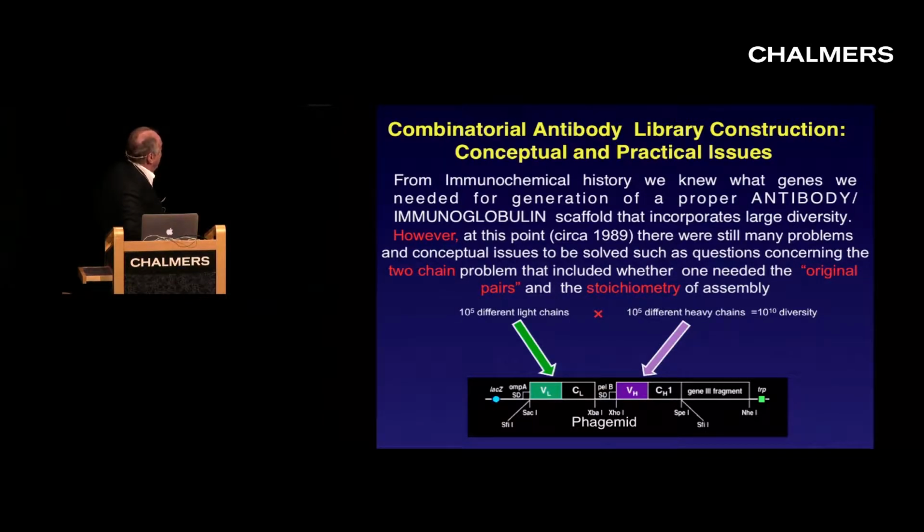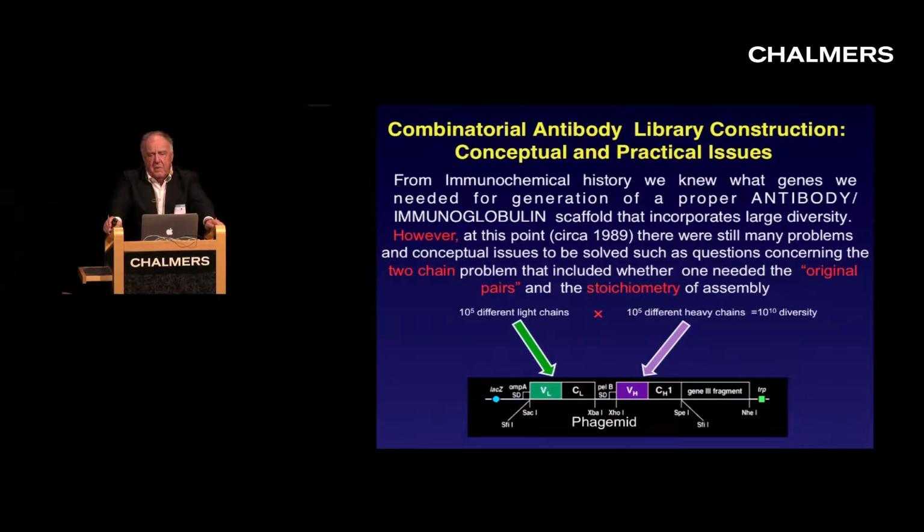So as I said, from the history, we had a blueprint. We knew what genes we needed to generate a proper antibody immunoglobulin. These words are exchangeable, I think. But it's the scaffold that incorporates large diversity. Having said that, there were big problems. If you read the literature before 1989, you will see that many great scientists published papers of expression of antibodies in E. coli, but only one chain. And the problem became known as the two-chain problem.